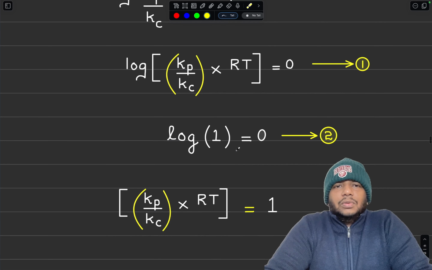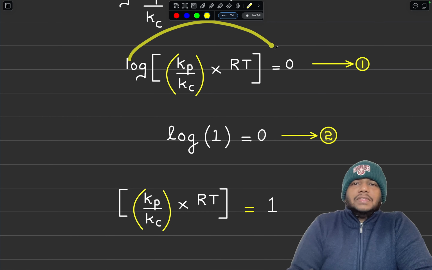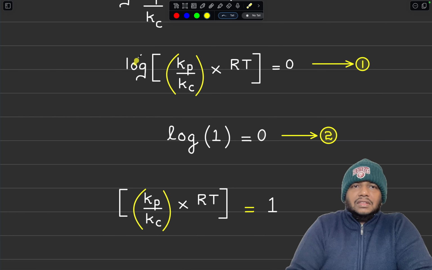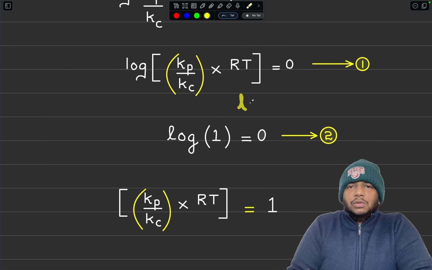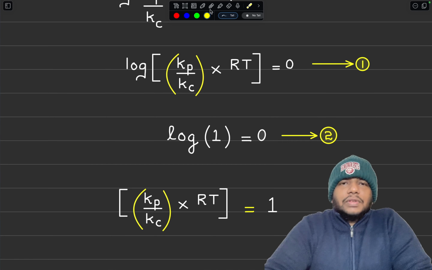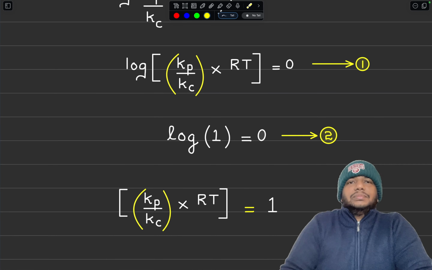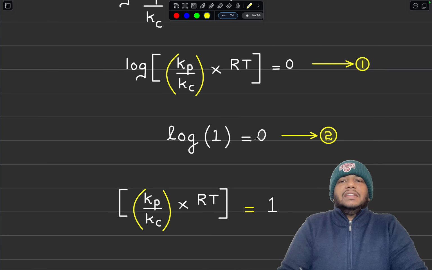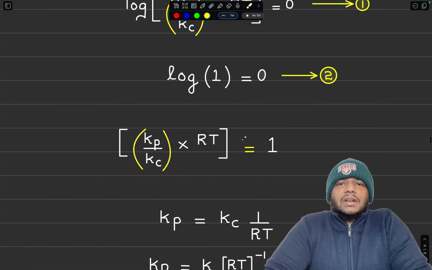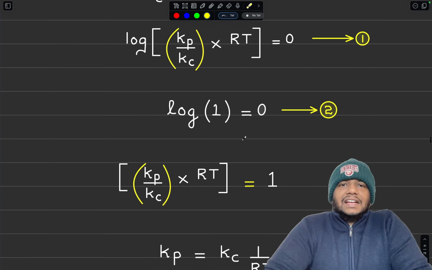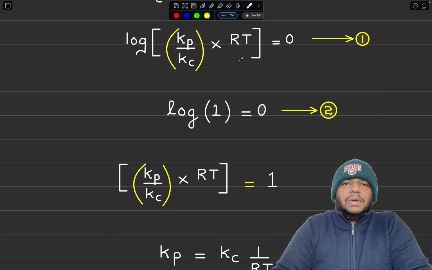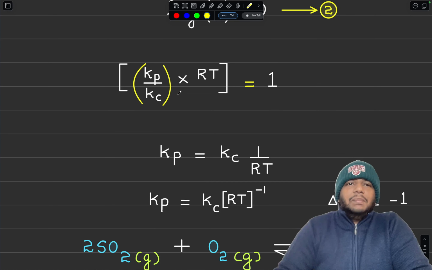Now what can I do, sir? When the log value is 0, that is what I am going to think next. When the log of something is equal to 0, I can easily say when it is log 1, then it would be equal to 0. Now tell me, sir, log 1 is equal to 0 means I can compare this 1 with the term Kp by Kc into RT. So I can say Kp by Kc into RT is equal to 1.